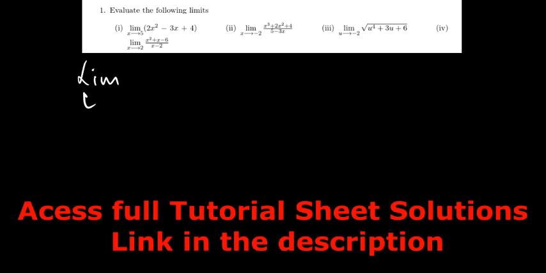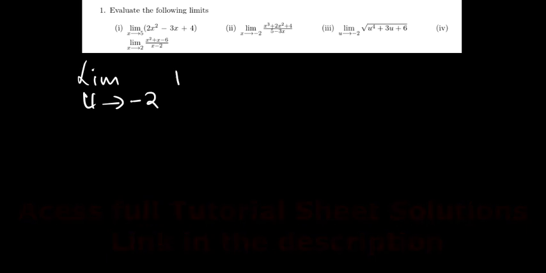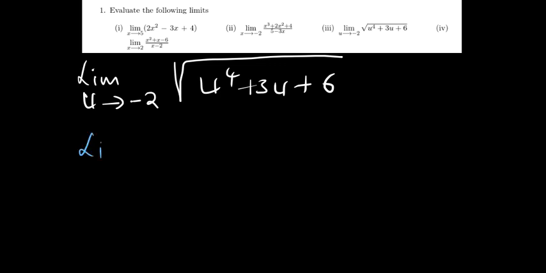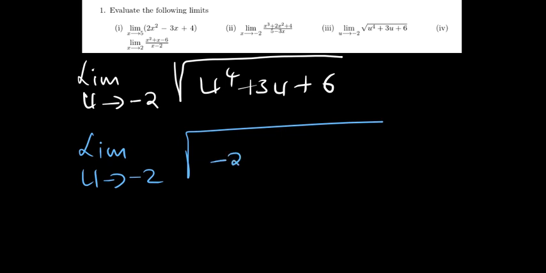The third one: here we have the limit as u approaches negative 2 of the square root of u to the power 4 plus 3u plus 6. We have to evaluate the limit as u approaches that. Now the question is, are we going to get any error? Let's substitute. Where there is u, we put negative 2. So negative 2 to the power 4 plus 3 times negative 2, plus 6. So what do we have?